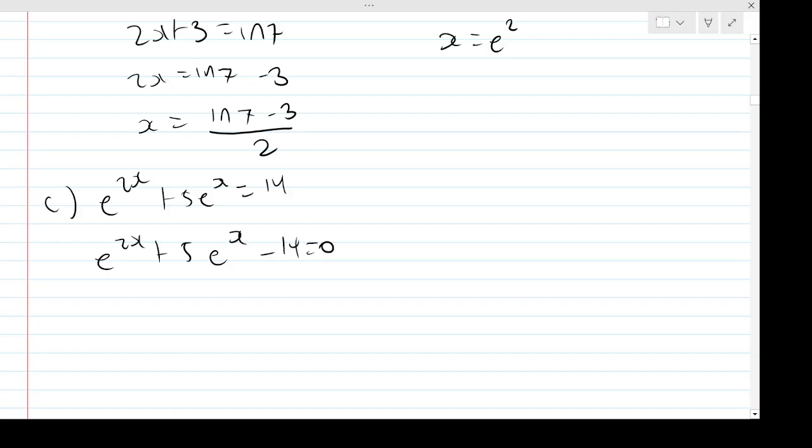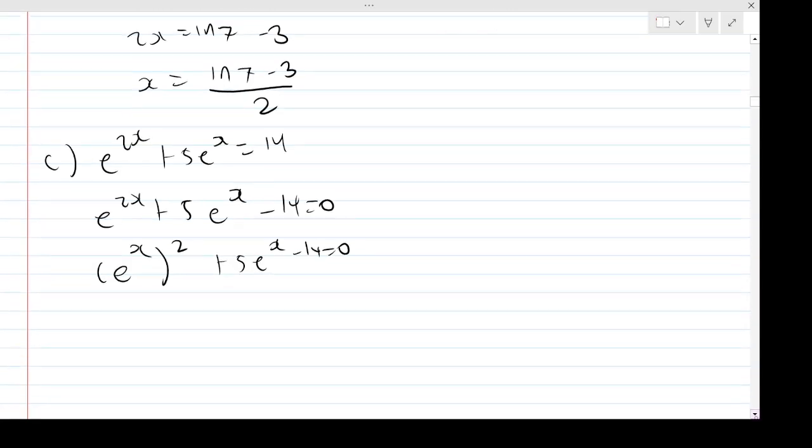Well, how can we notice that? Well, actually, if I said e to the 2x is e to the x squared, remember I can split up the power in this way. Add 5e to the x minus 14 equals 0. Now, hopefully it's very clear. If I now say that u is e to the x, well, what do you know? Then u squared, e to the x squared, u squared, add 5u minus 14 equals 0. There we are.